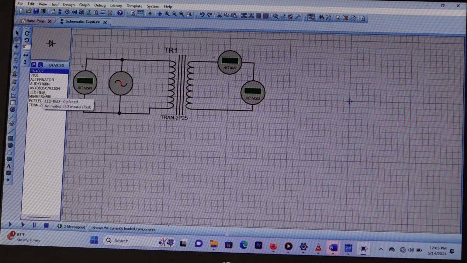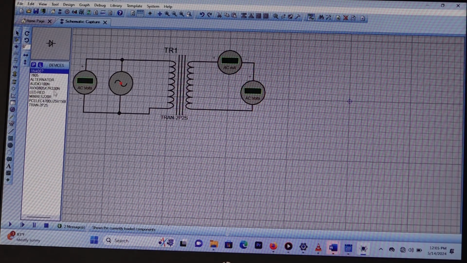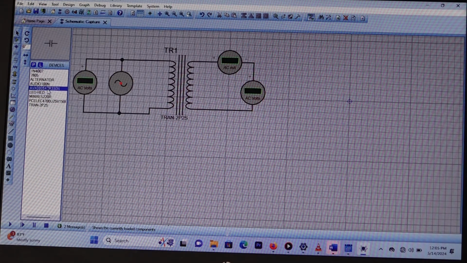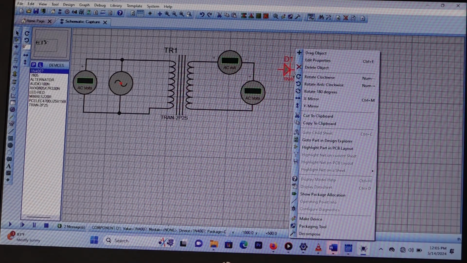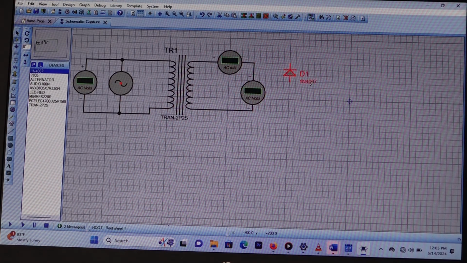Then for the next block, we just need the 1N4007 general purpose diode. So you have to implement the rectifier unit. So where is it? You can check this one. Okay, so let us have it. Rotate it. So we have that one.